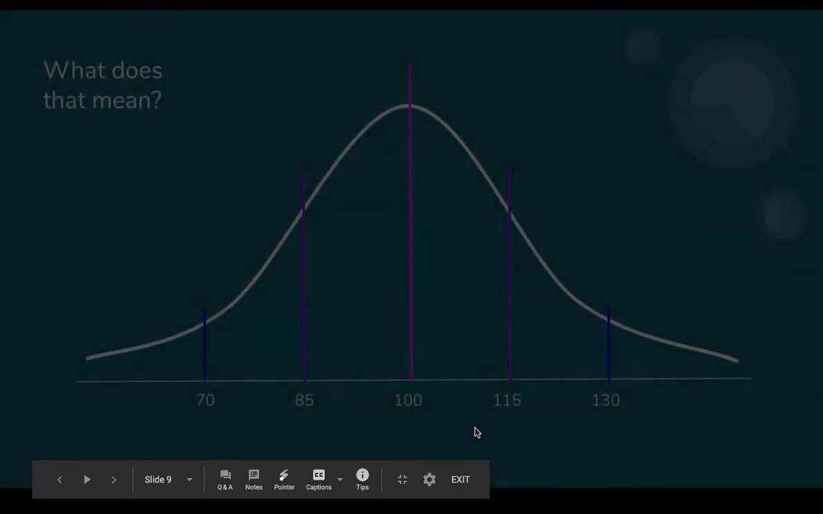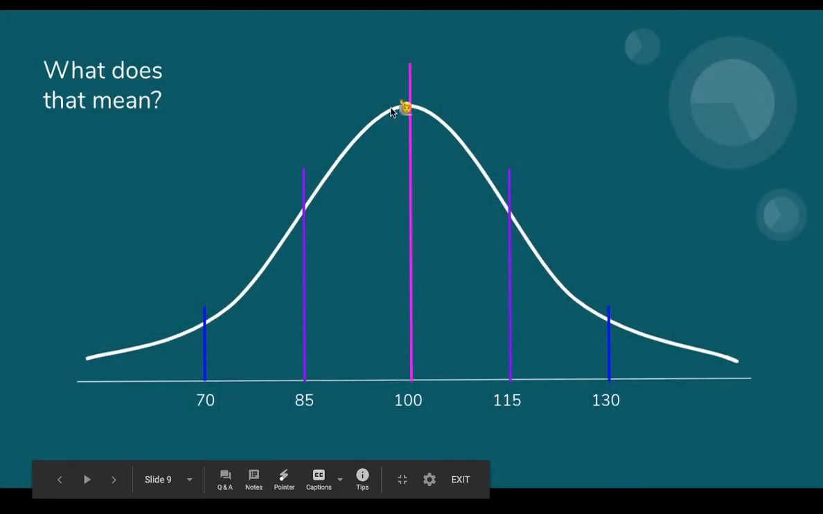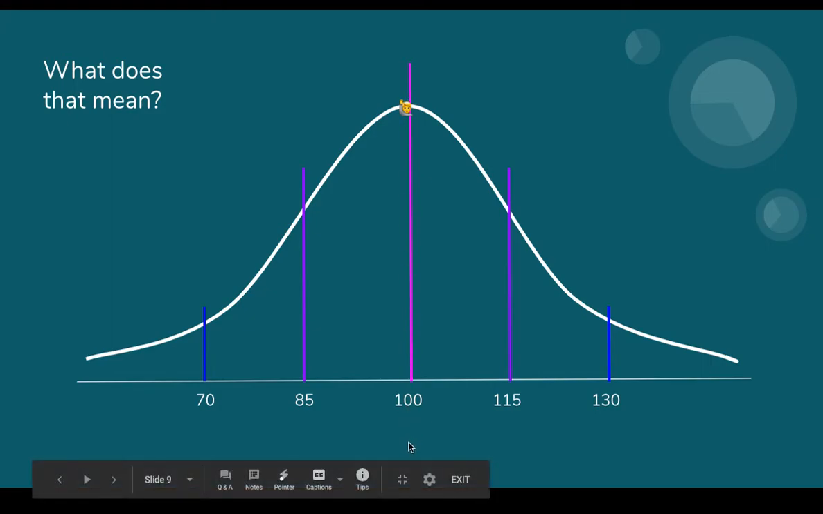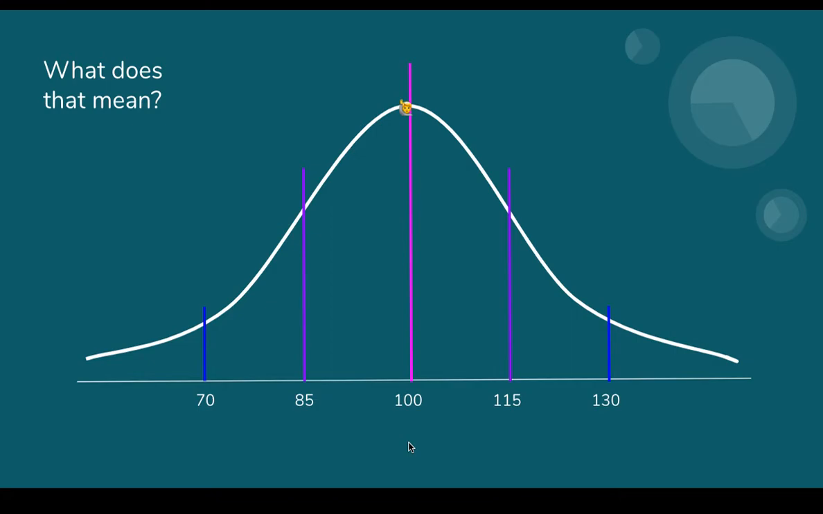So what does that mean for your children? Well, if your child scored exactly 100, it would mean that they're in the 50th percentile. That means if you ranked all 1,400 children end to end, from highest score to lowest score, your child would be placed 700th. They'd be in the middle. They are right in the middle of that cohort that took that test.